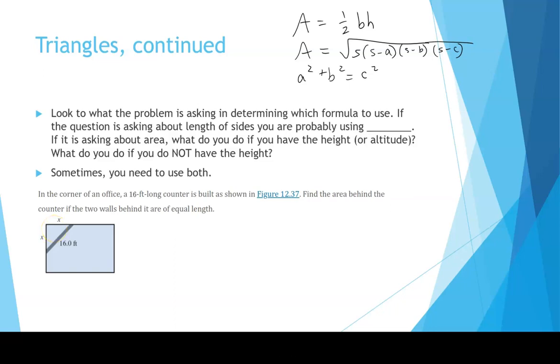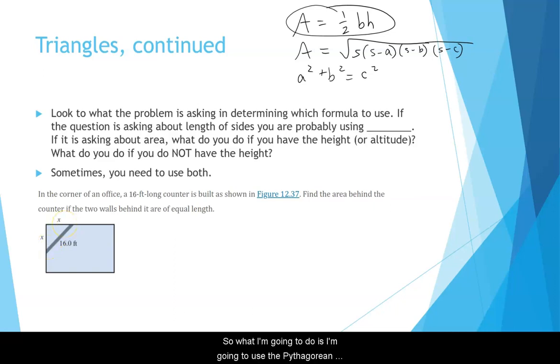For this question, it says in a corner of an office, a 16-foot long counter is being built. Find the area behind the counter if the two walls behind it are of equal length. So I want to find this area right here behind that counter. For finding area, I'm given both a base and a height because I know this is a right angle. 1/2 base times height is going to be the formula that I want to use. But I have a problem. I don't know what that base or height is. I do, however, know another side length, which is 16.